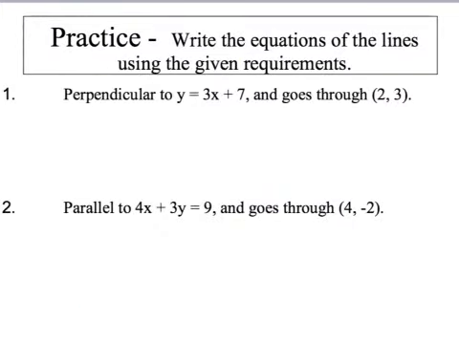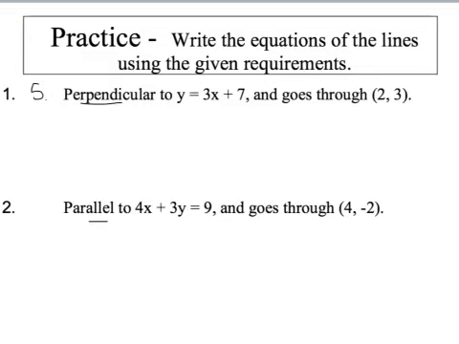Okay, now we're going to practice writing equations of lines, which we've already done in 3.7. But now I want to do them so that the lines are perpendicular or maybe parallel. All right, let's start with the first one. It says problem number 5. It's actually problem number 1 on your paper, or on here. It should say 5 on your paper though.